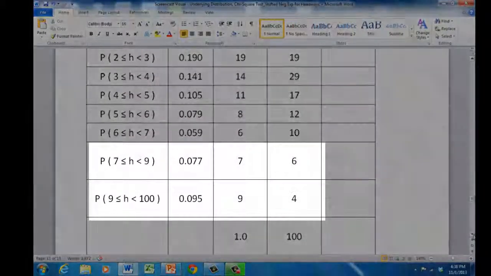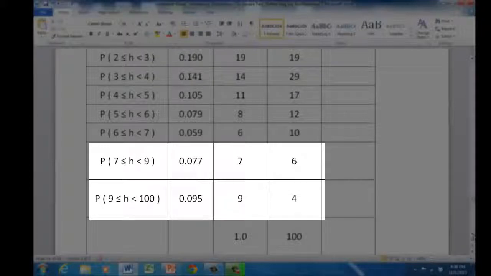We see here now that we have a category between 7 and 9 seconds that represents the two categories that existed previously, one for 7 to 8 and one for 8 to 9. Similarly, we have a category that represents all headways between 9 and 100, when previously we had a category between 9 and 10 and a separate category between 10 to 100.